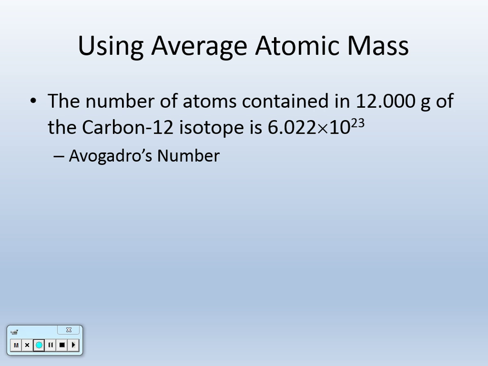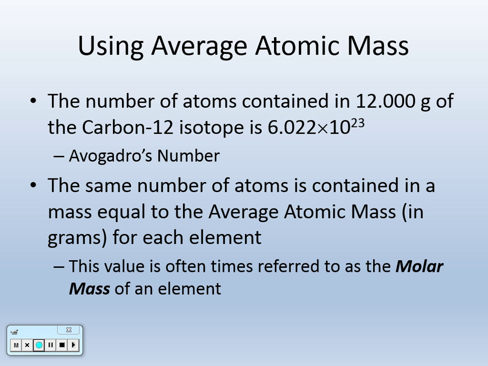Anyway, all right, so this number is important. As long as we have this number of atoms, all those relationships for atomic mass on the periodic table would still be true, right? If we had 6.022 times 10 to the 23rd atoms of element Z, we talked about element Z before, right? It would weigh exactly 5 times this, because we're talking about the same number of atoms. That number of atoms, the same number of atoms contained in a mass equal to the average atomic mass, we call the molar mass.